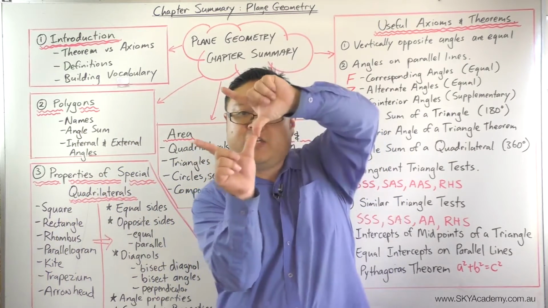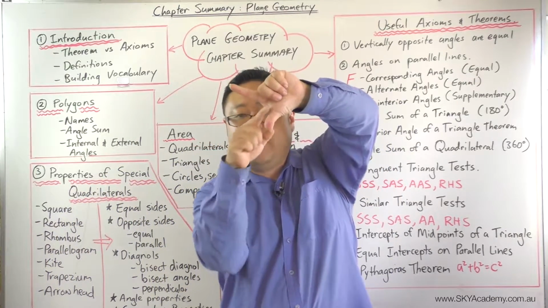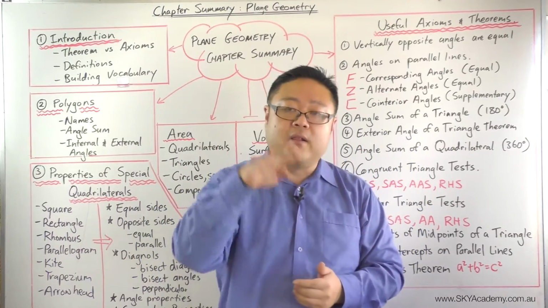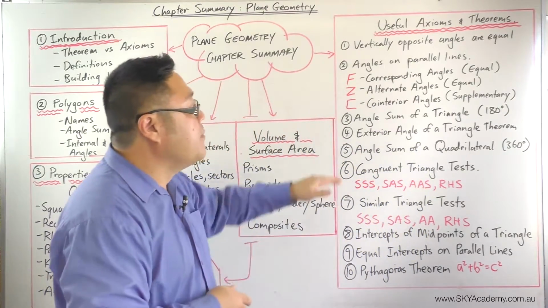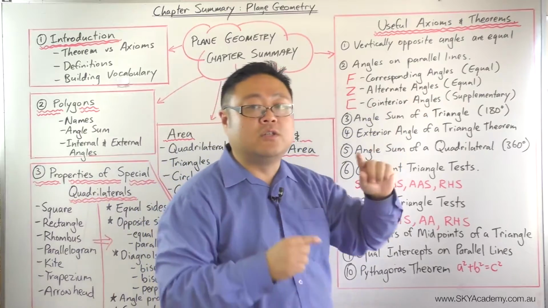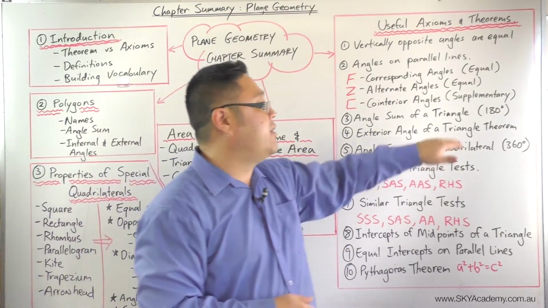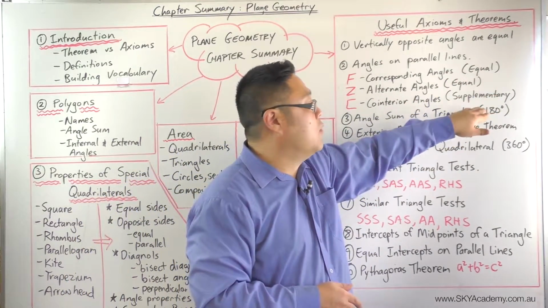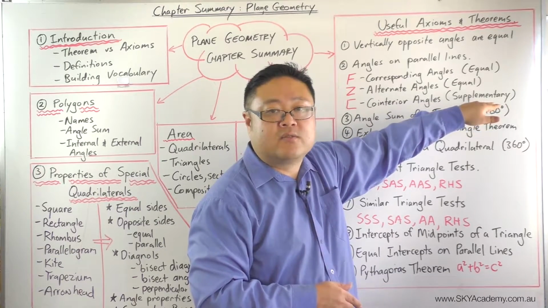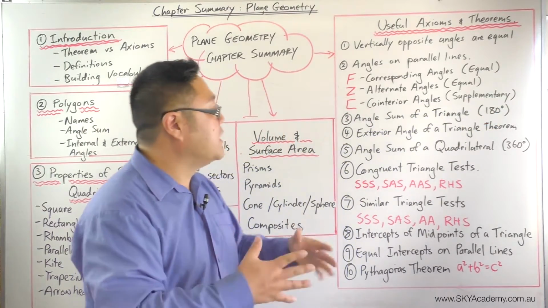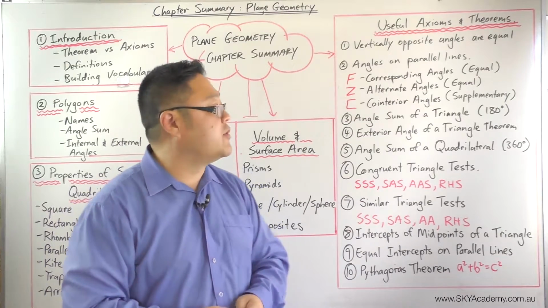We looked at co-interior angles. Co-interior angles make a C shape. They're the two interior angles inside a set of parallel lines cut through by a transversal. We worked out that those two angles add up to 180 degrees, and that the word we use for adding up to 180 degrees is supplementary. So we worked out that co-interior angles are supplementary.